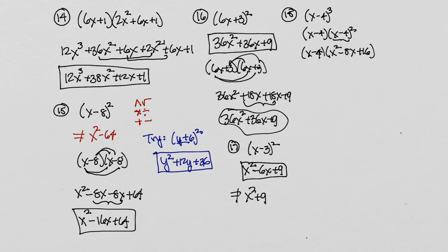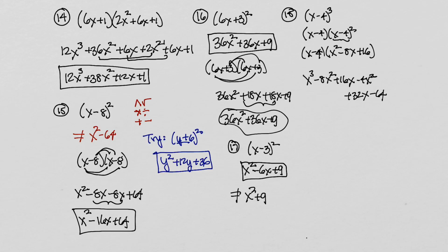So let's multiply through like we've been doing. I'll start with the x and run it through all three. So x times x squared is an x cubed. x times negative 8x is negative 8x squared, and x times 16 is 16x. Now we're going to bring in the negative 4. So we're going to have negative 4x squared, and then negative 4 times negative 8x is plus 32x, and then negative 4 times positive 16 is negative 64.